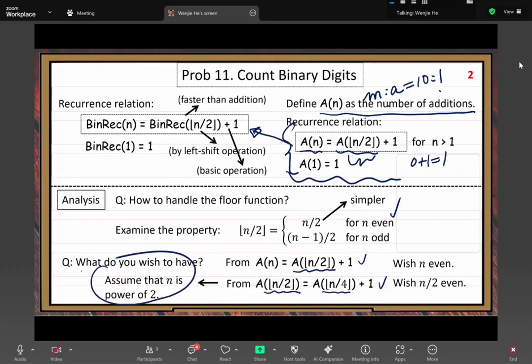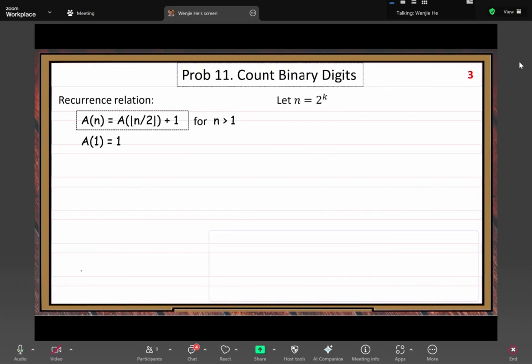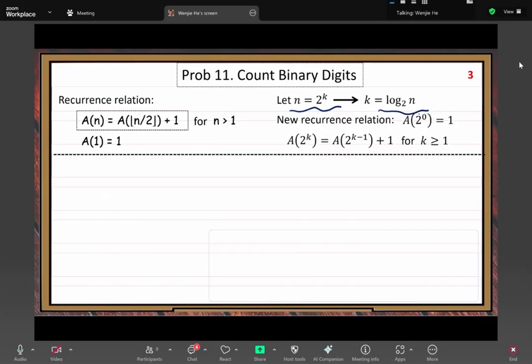Because this time all floor functions are gone. Then k is log base 2 of n. That is the relationship, because at the end, we need to go back to the n formula, not the k formula. New recurrence relation: this time, a of 2 to the k equals a of 2 to the k minus 1, plus 1. You can see all floor functions are gone. So that's very nice.